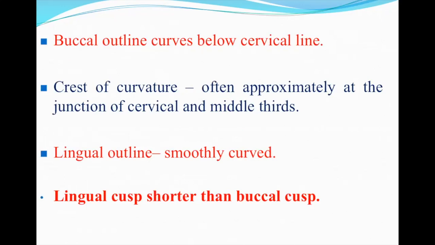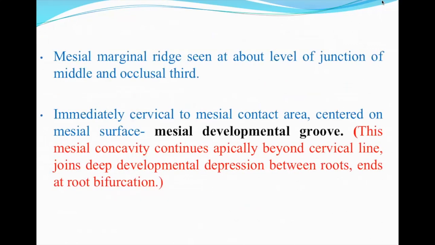Buccal outline curves below the cervical line. Crest of curvature often approximately at junction of cervical and middle third. Lingual outline is smoothly curved. Lingual cusp shorter than the buccal cusp. Mesial marginal ridge is seen at about level of junction of middle and occlusal third.